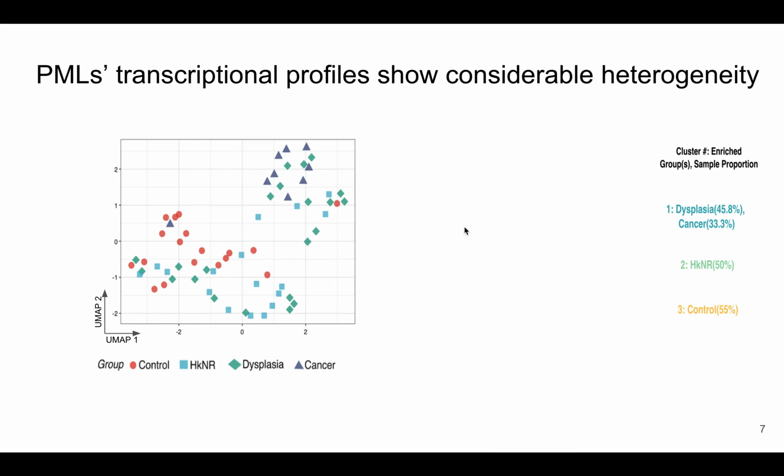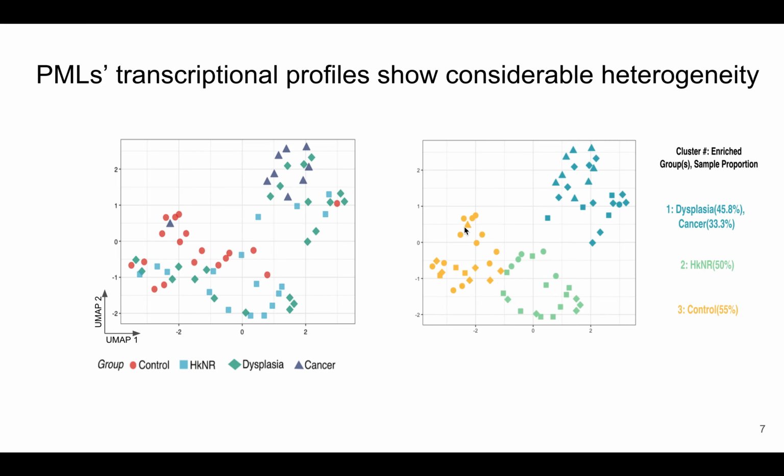To move on, we applied UMAP dimensionality reduction analysis on our data set, considering the 2nd through 10th principal components that were derived from the top 500 highly variable genes in the data set. As we could see in this plot, the control group is secluded in the lower half of the UMAP plot, whereas the cancer group is on the top right corner. And the HKNR as well as dysplasia span across both these groups, forming a gradient.